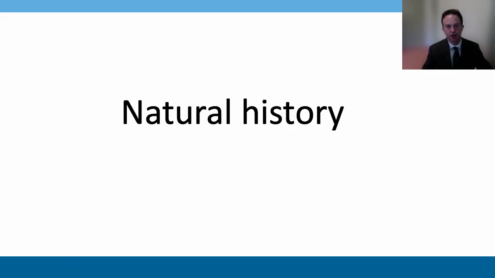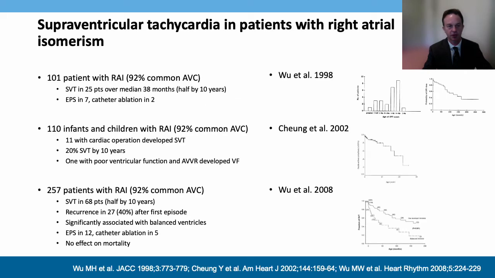What about the natural history of SVT in these patients? There are a series of studies, particularly for heterotaxy syndrome, and in particular right atrial isomerism. There's a series of studies out of Taiwan and China that have shown us that a very high percentage of patients with right atrial isomerism will develop SVT. In the two studies out of Taiwan from 1998 and 2008, we see that almost exactly half of patients will develop SVT by the age of 10 years.